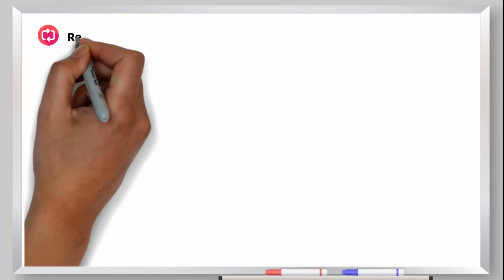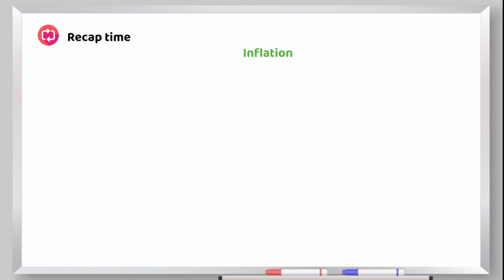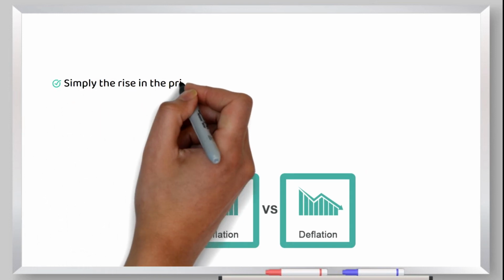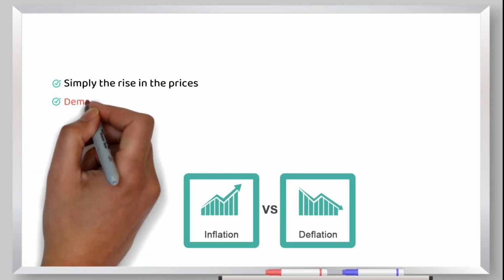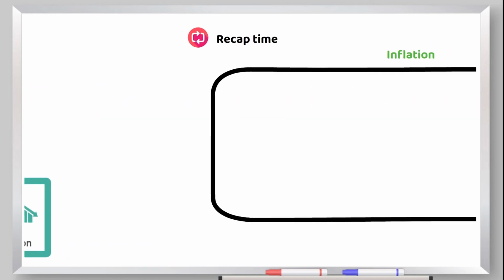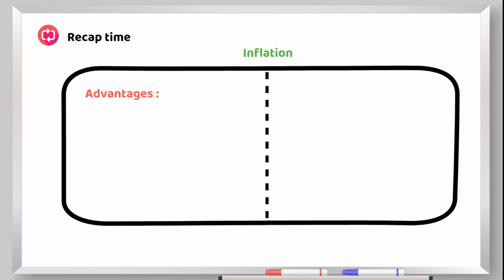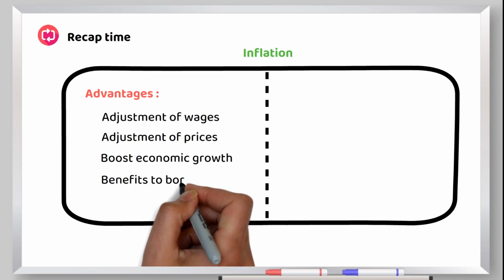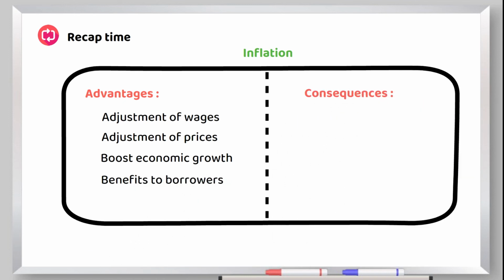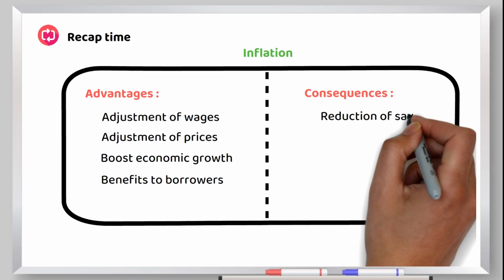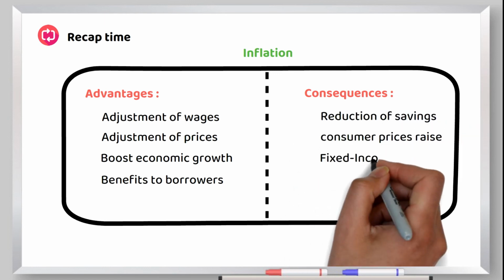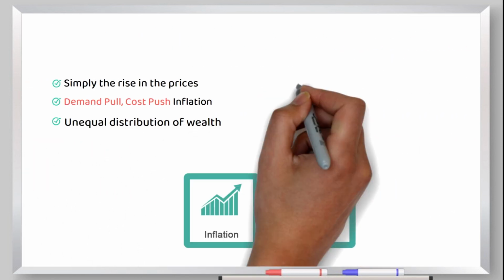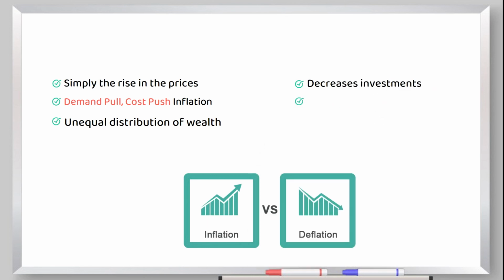Let us do a recap of what you have learned so far. Inflation is simply the rise in the prices of goods and services. There are two basic types of inflation: demand pull inflation and cost push inflation. Advantages of inflation include adjustment of wages, adjustment of relative prices, boosting economic growth, and benefits to borrowers. Some consequences of inflation could be reduction in value of savings, rising consumer prices, and effects on fixed income groups and paid employees. Inflation causes unequal distribution of wealth, while deflation decreases investments and causes unemployment.